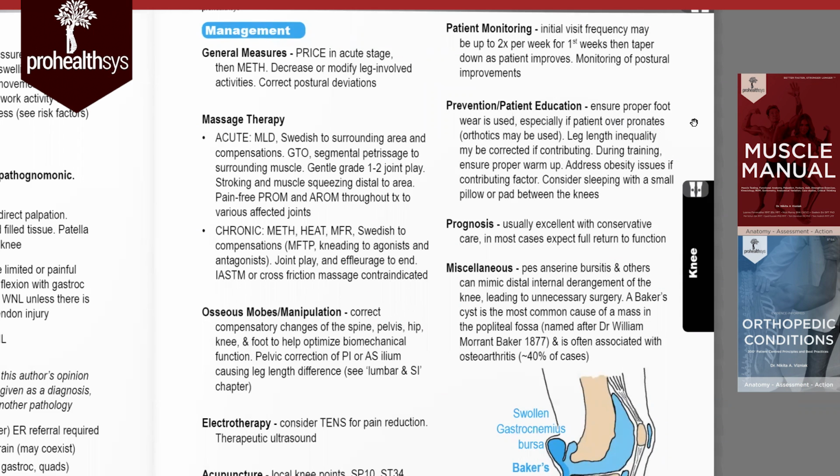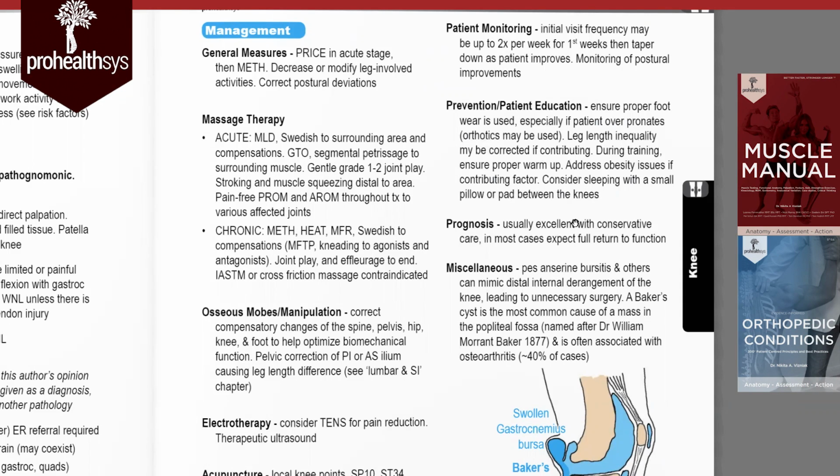Educate the patient, okay? Proper footwear, especially if the patient overpronates. Leg length inequalities, if it's contributing during the training. Proper warm-up is going to be key for every activity. If it's an obesity issue that's leading to osteoarthritis or patellar tendonitis or something, you get more than the biomechanical benefits from the weight loss. There are so many other health benefits if you can get their weight normalized.